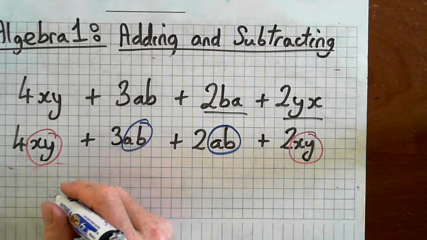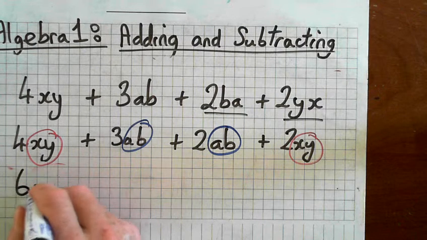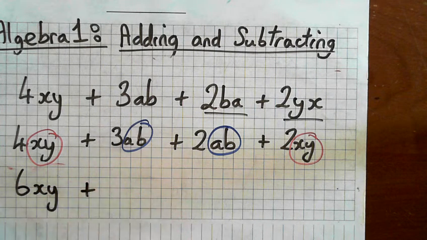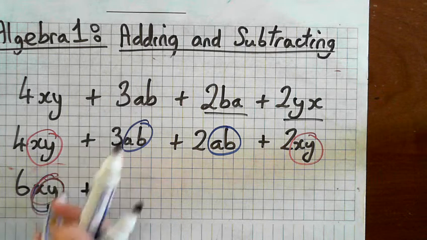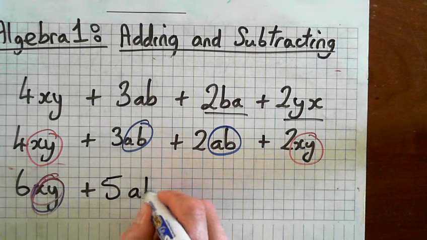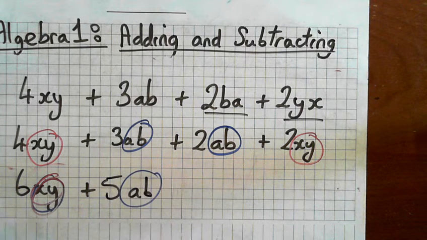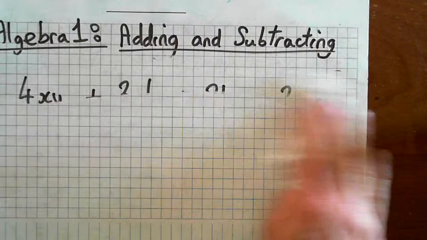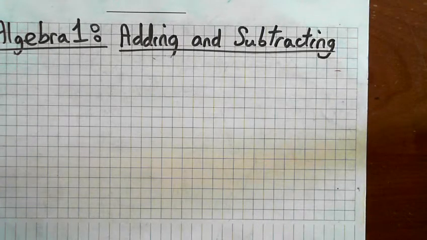xy's, how many xy's do we have? 6. How many ab's do we have? How many ab's do we have? We have 5 ab's. So we have 6 xy's and 5 ab's. Right? And a little step further.